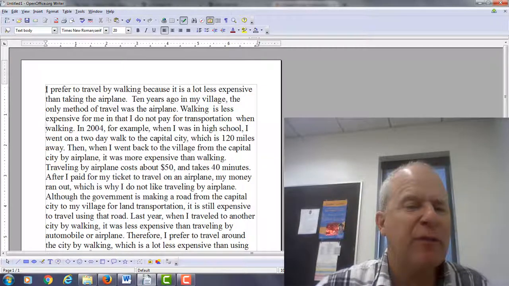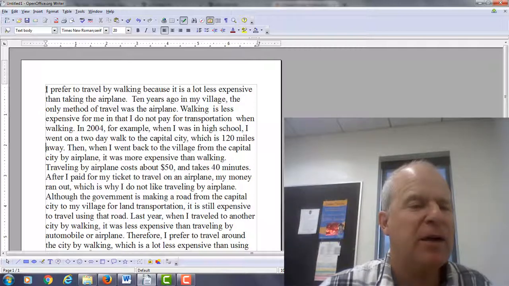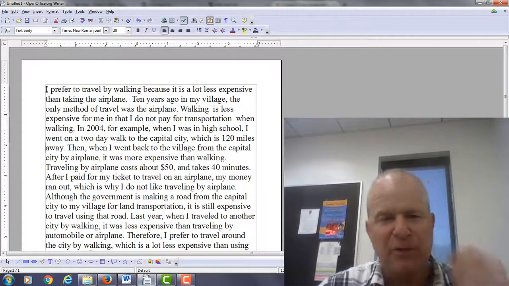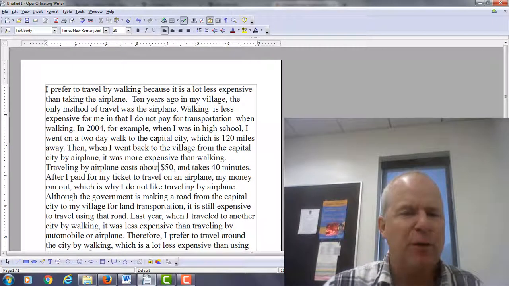In 2004, for example, when I was in high school, I went on a 2-day walk to the capital city, which is 120 miles away. Then, when I went back to the village from the capital city by airplane, it was more expensive than walking. Traveling by airplane costs about $50 and takes 40 minutes.